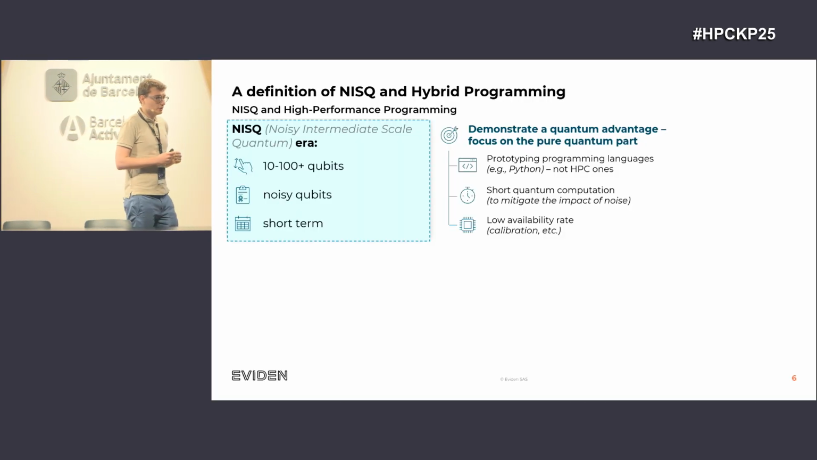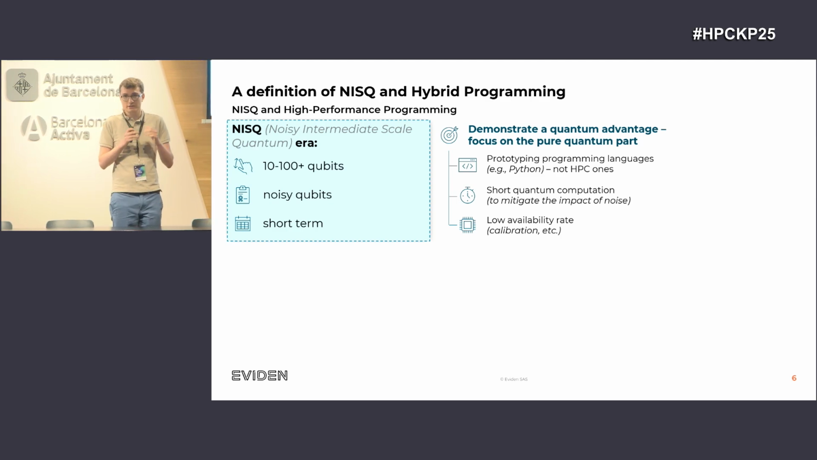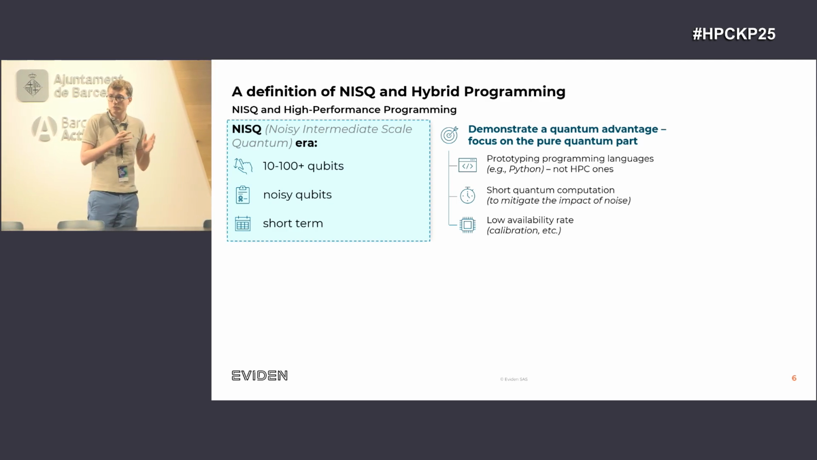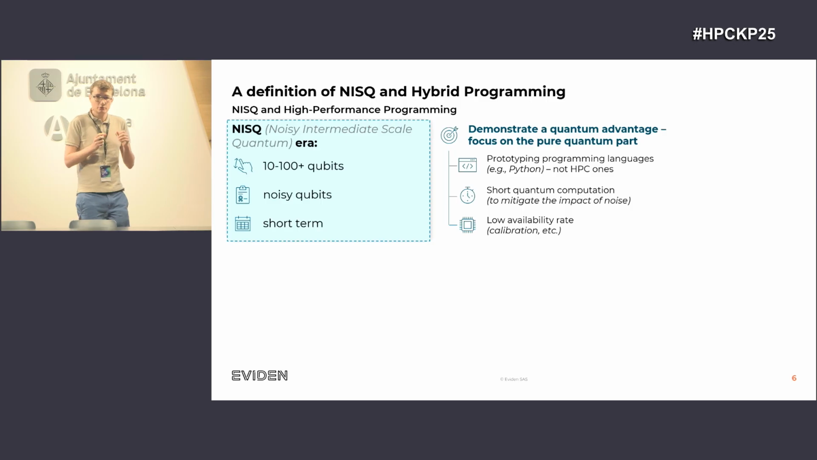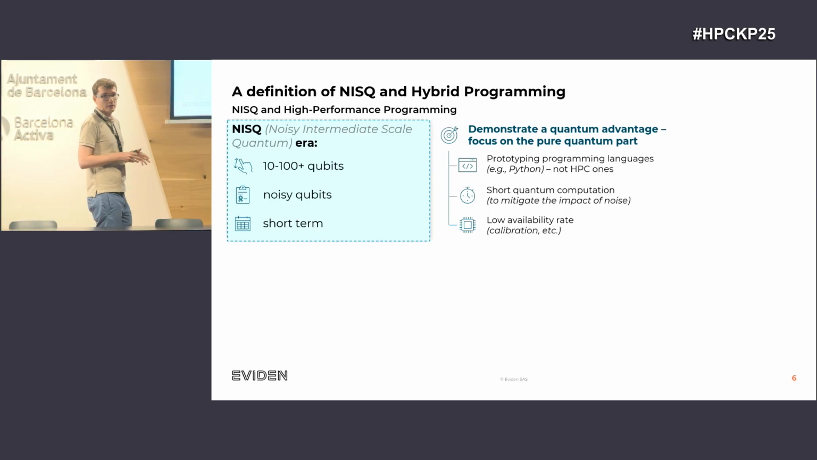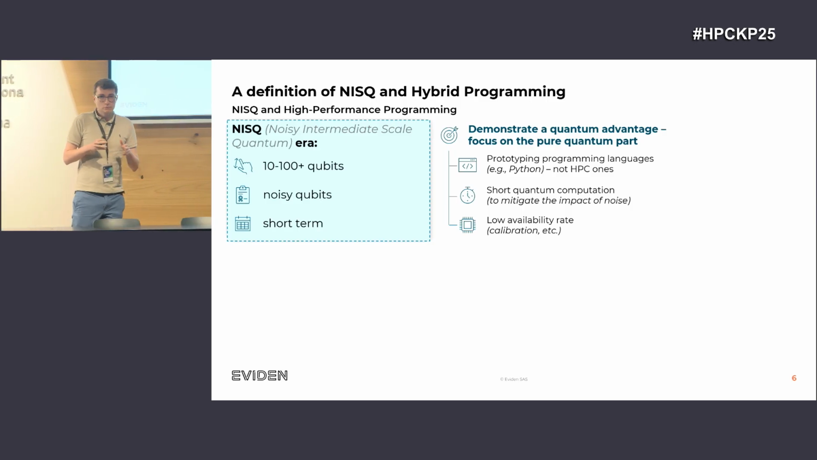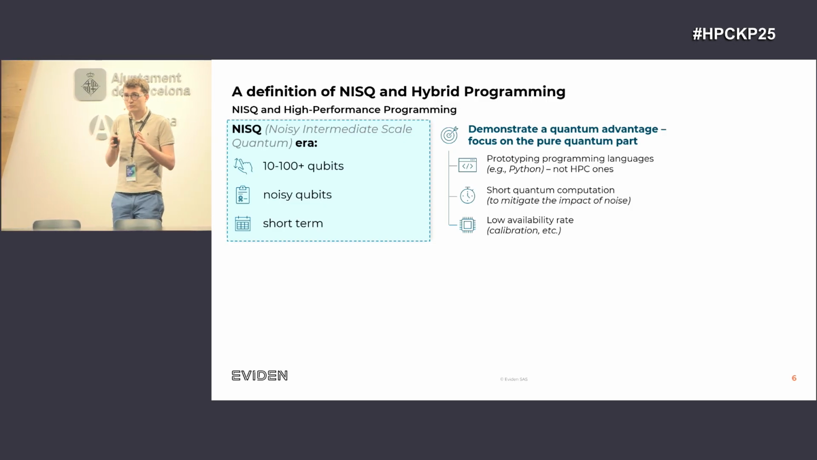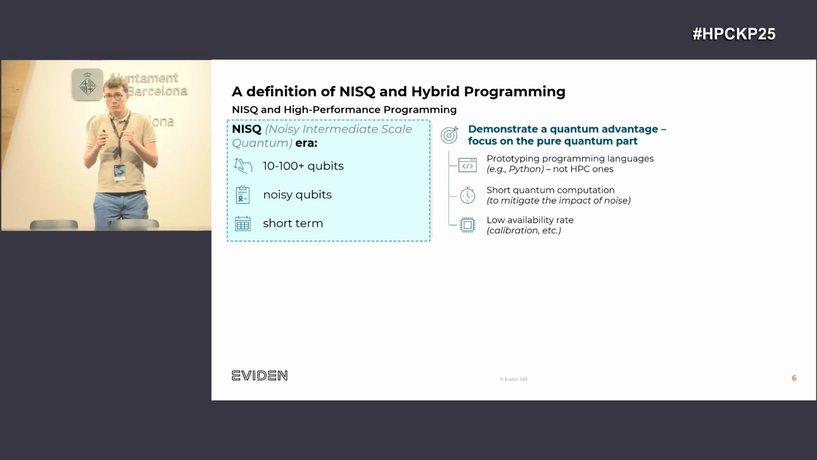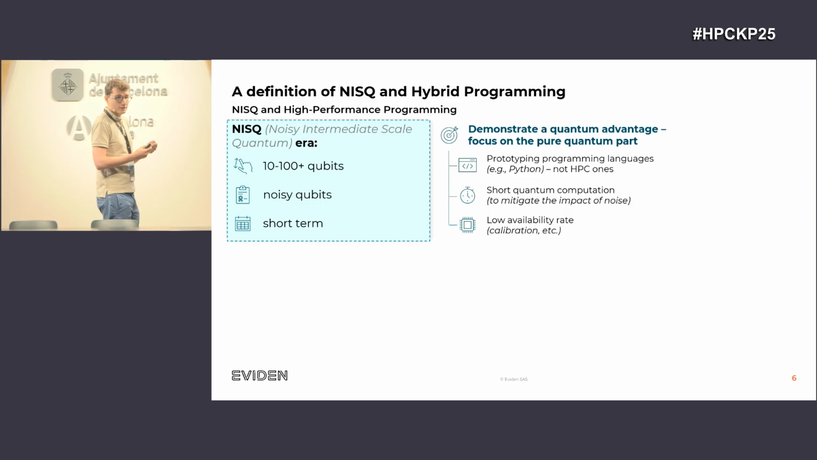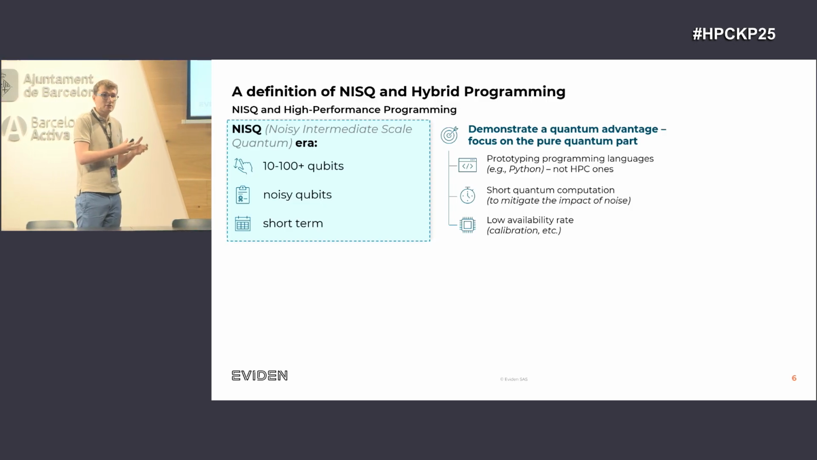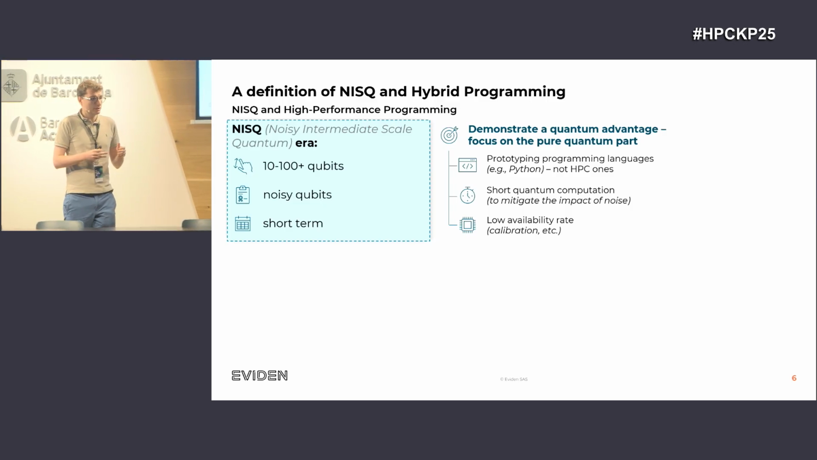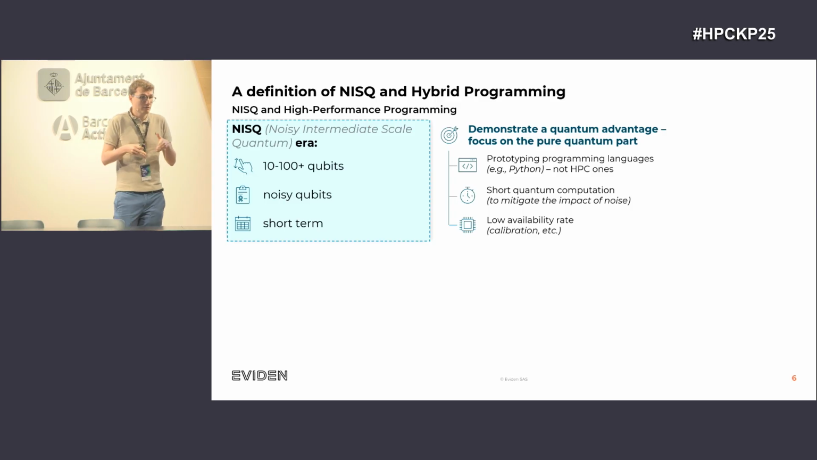First, a quick definition of the NISQ era. NISQ means noisy intermediate scale quantum. It's an adjective used to qualify the current state of the art of quantum computing. When we're talking about NISQ, we are talking about QPUs or algorithms composed of 10 to hundreds of qubits. We will have access to noisy qubits, so when we perform a computation on these qubits, it won't perform the exact computation we want to do. That's today's state of the art.